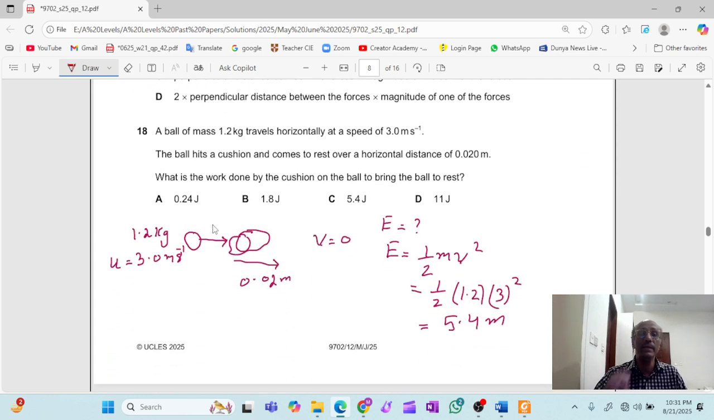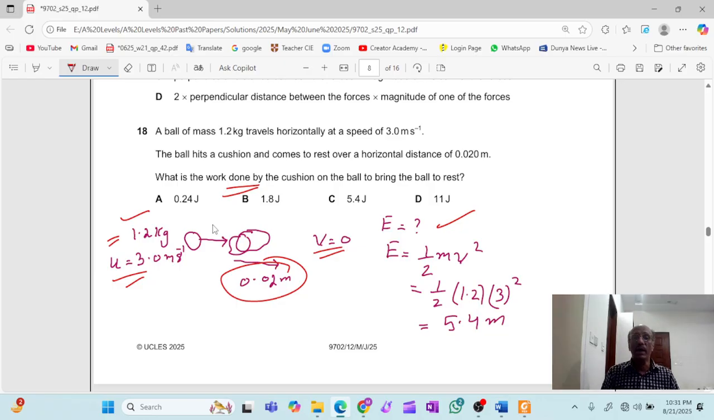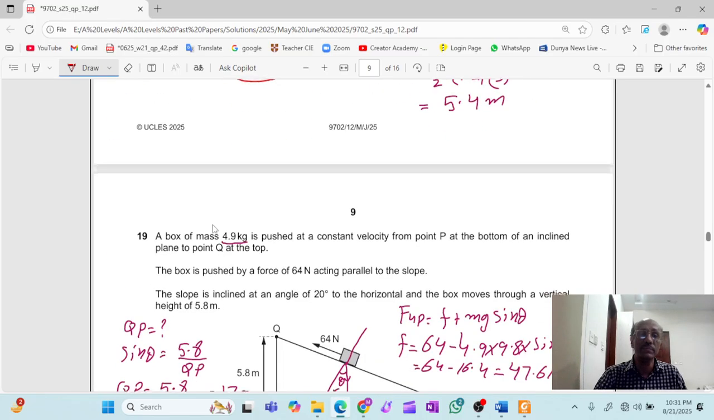For question number 18, a ball of mass 1.2 kg travels horizontally with this speed. It will hit the cushion, and then after traveling this distance it will stop. So final velocity will be 0. Initial velocity is this. The mass is given. Work done is required. Work done means that energy is required. Energy is equal to half mv squared. So you will apply the formula, substitute the values, and get your answer 5.4 meter.